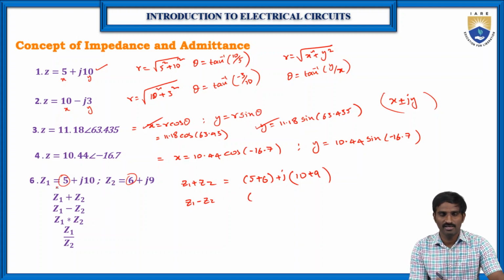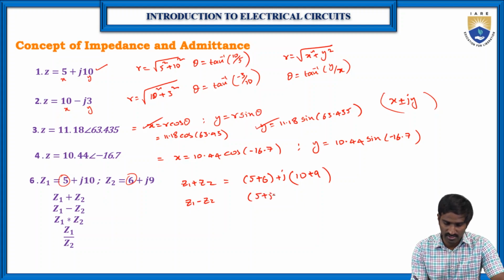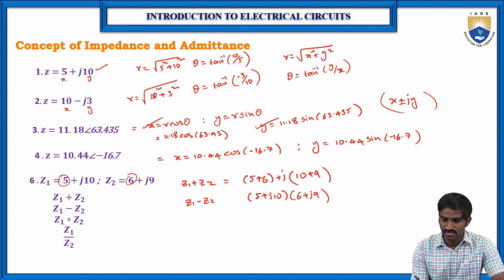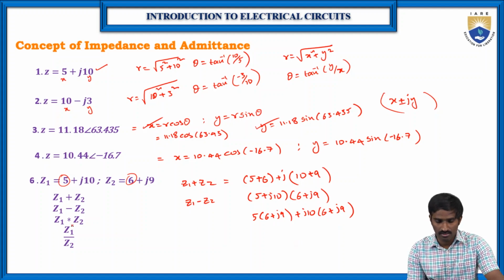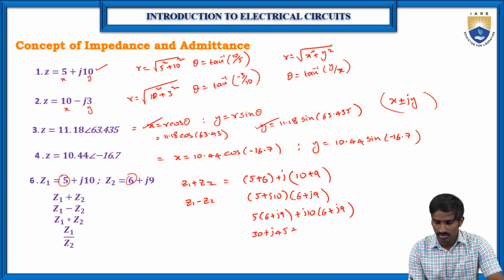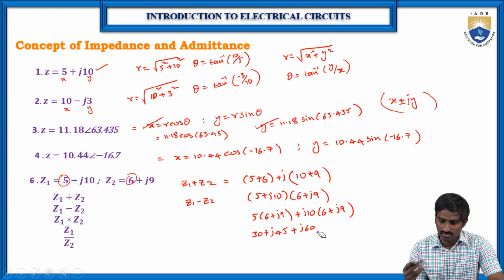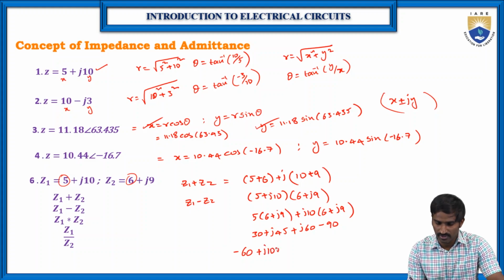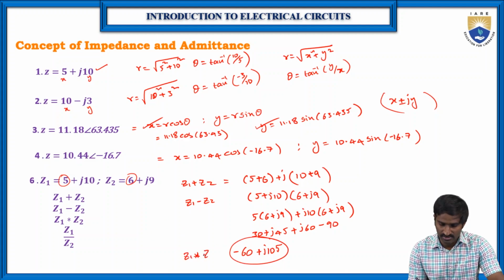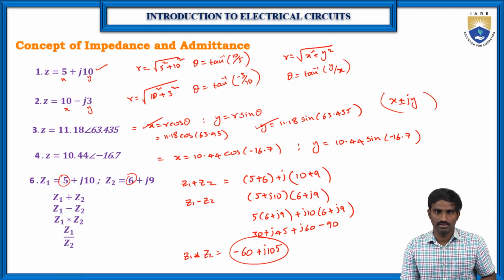It is not simply multiplying the real terms and the imaginary terms separately. In this case it is 5 plus j10 into 6 plus j9, which means 5 into all these terms: 5 into 6 plus j9, and plus j10 into 6 plus j9. This is the way to find the multiplication of two vector quantities. So 30, plus j45, plus j60, plus j into j square, which is minus 1, so that is minus 90. Now add: 30 minus 90 is minus 60, and 45 plus 60 is j105. So this is the z1 into z2 value. Similarly the division also can be done.